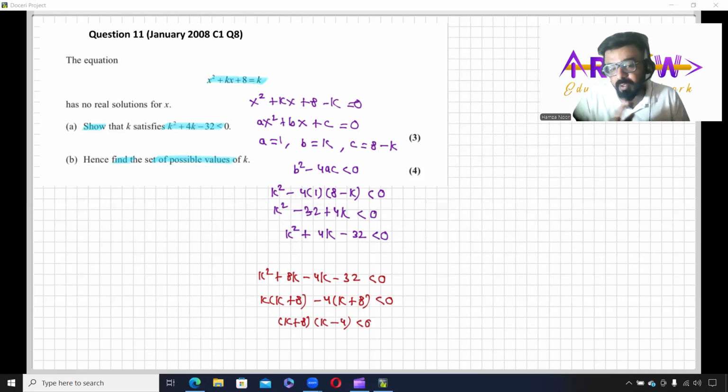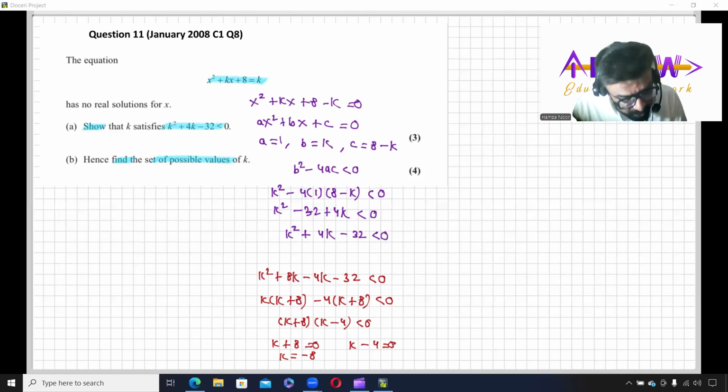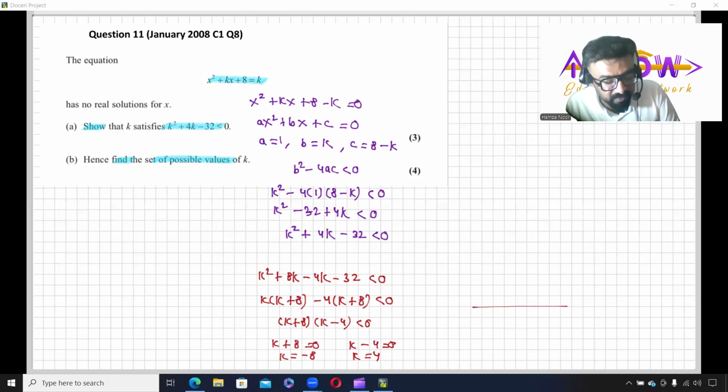What we are going to do is equate both of the factors with 0 in order to find the critical values of k. First of all, k plus 8 is equal to 0, so k is equal to minus 8. In the same way, k minus 4 is equal to 0, so k is equal to 4. These are the critical values of k. So I'm going to make a sketch of a quadratic graph, and first of all, I'm going to locate these critical values over here: k is equal to minus 8 and k is equal to 4.